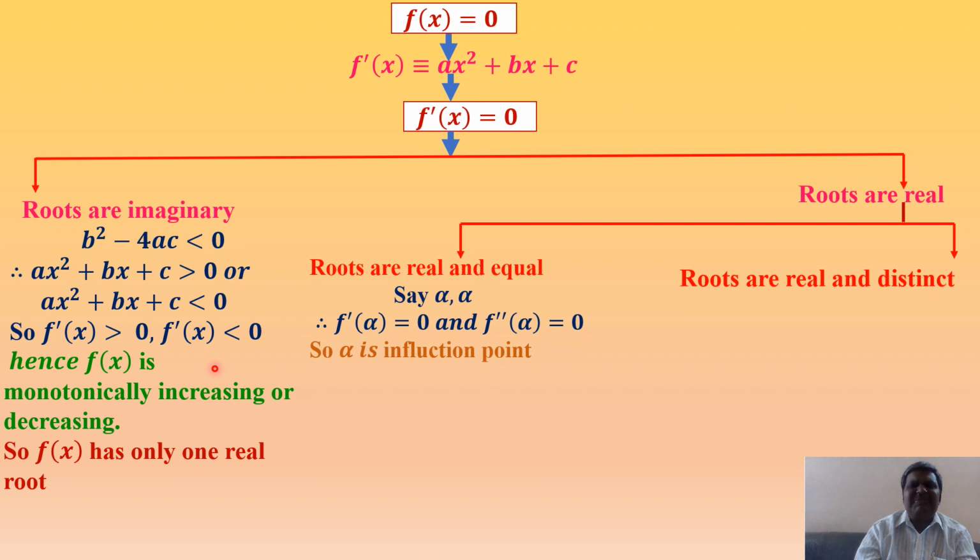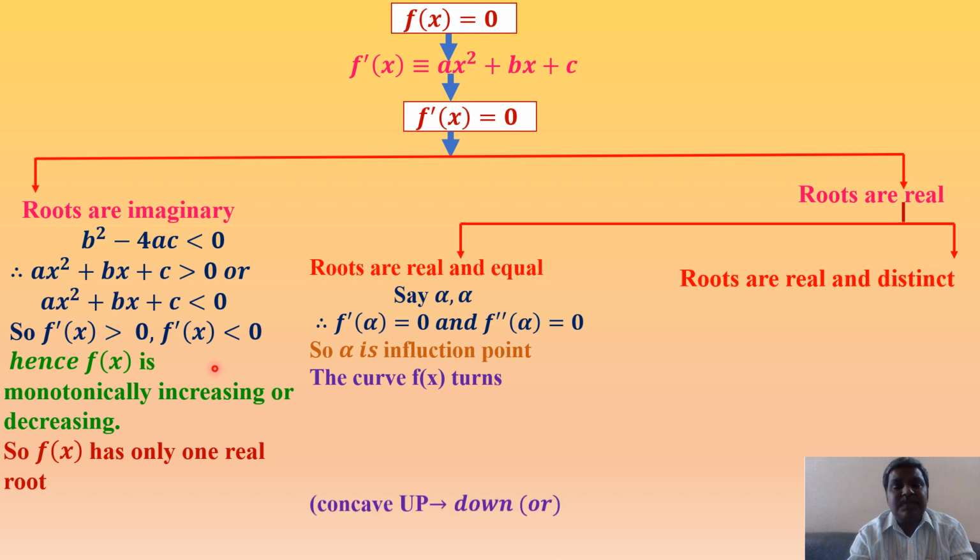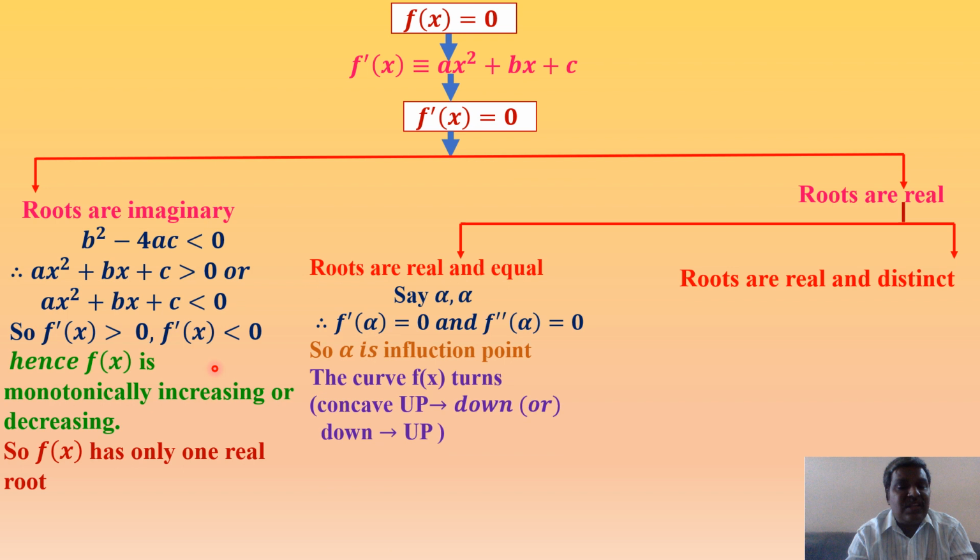Very, very important concept. By just looking at it, you can't understand. Go through the concept and listen carefully, and you will catch all these points. Here, what is my point? Alpha is an inflection point. A critical point is different from an inflection point. An inflection point changes the curve from convex downwards to upwards, or upwards to downwards. The curve f of x turns, that means convex upwards becomes convex downwards, or convex downwards becomes convex upwards.